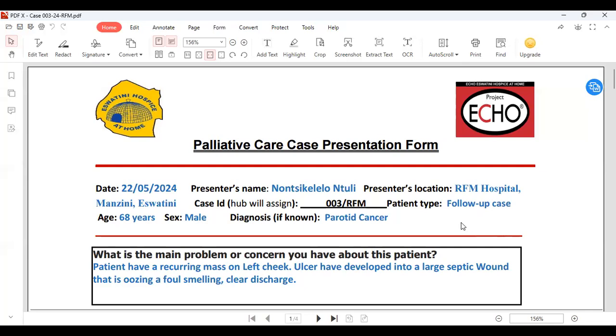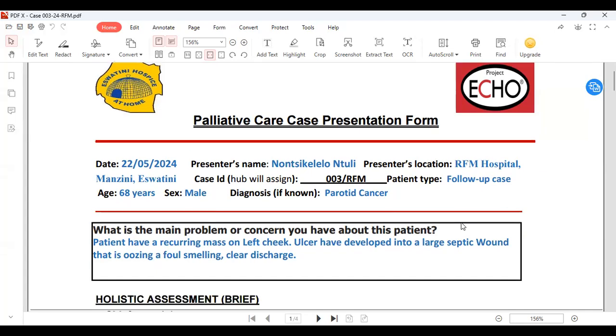Good afternoon, colleagues. My name is Nontsikelelo Ntuli from RFM Hospital, Manzini, Eswatini. We'll be sharing our presentation of a 68-year-old male who has parotid cancer.